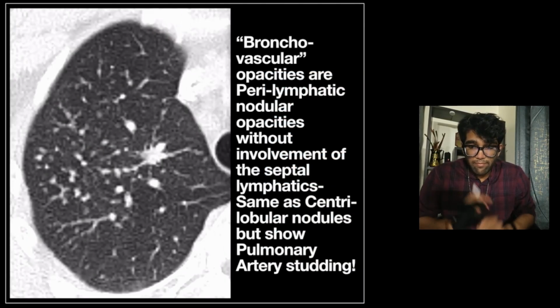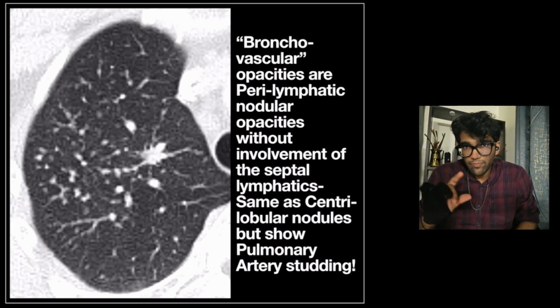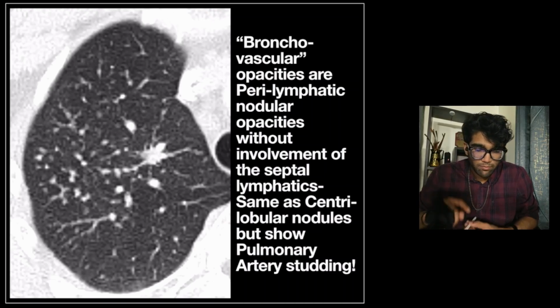There is another pattern called the bronchovascular pattern. Say you have perilymphatic nodules, but they are not that prominent distally. They are more along the central lymphatics than around the peripheral lymphatics. Then it becomes very difficult to differentiate it from a centrilobular nodule. So how do you differentiate it? You differentiate it by looking at the branches of the pulmonary artery.